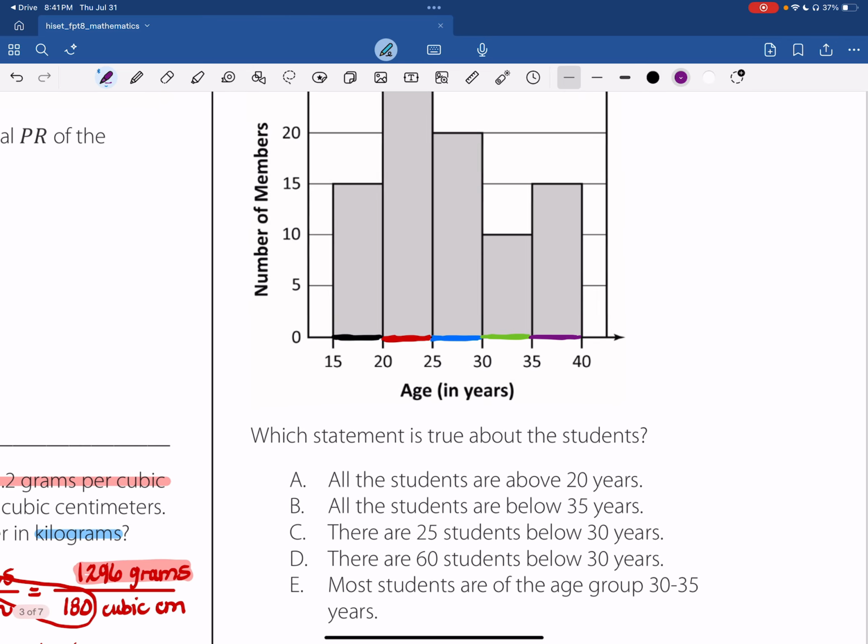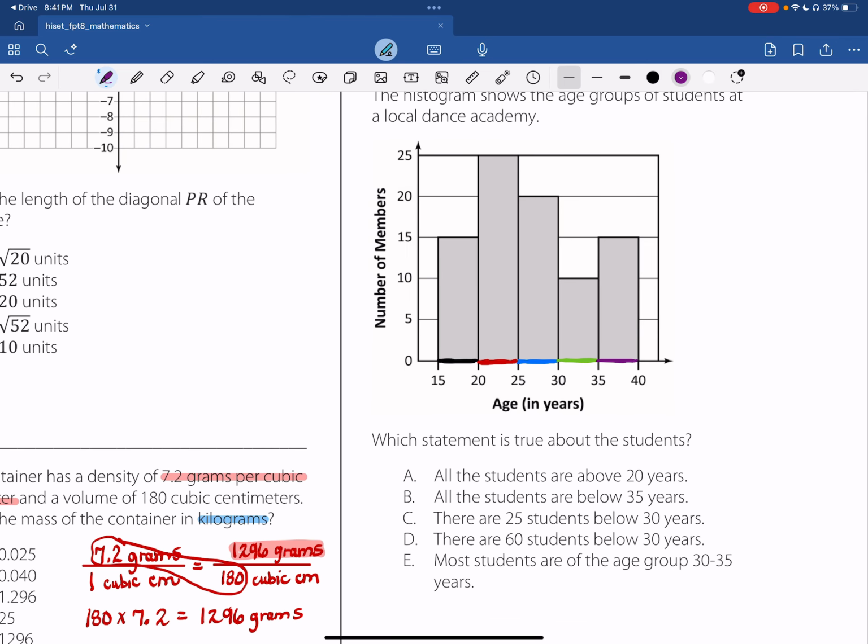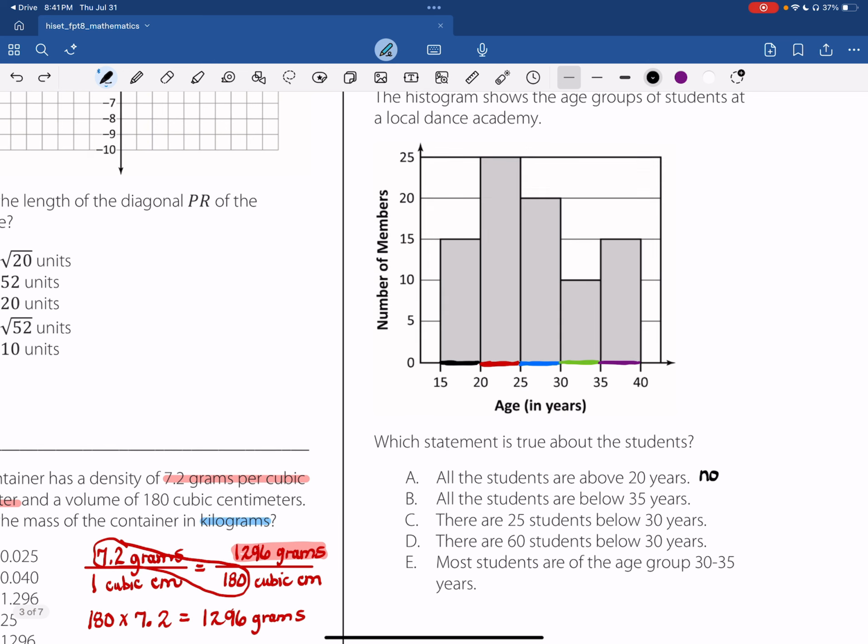So which statement is true about the students? All of the students are above 20 years old. No, because there's this whole section that are 15 to 20. So that is a no. All the students are below 35. No, we have them all the way up to 40 years old. So that is not a true statement.